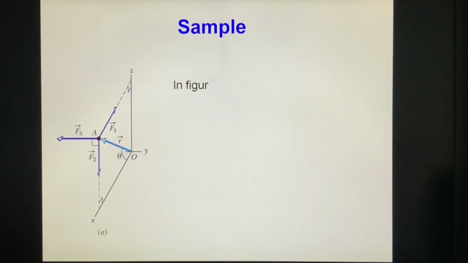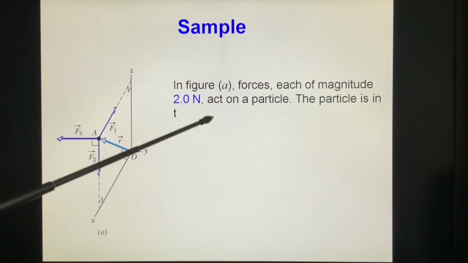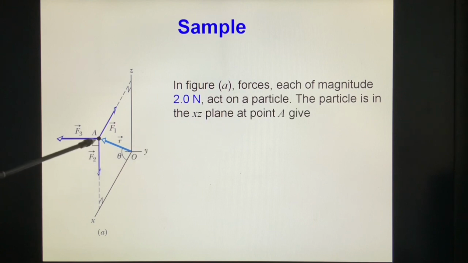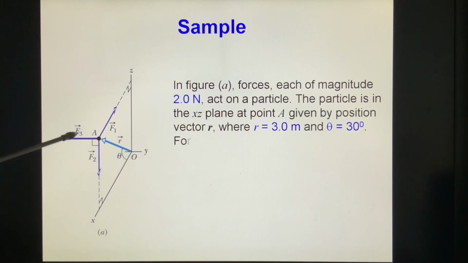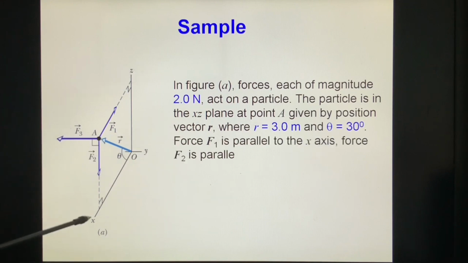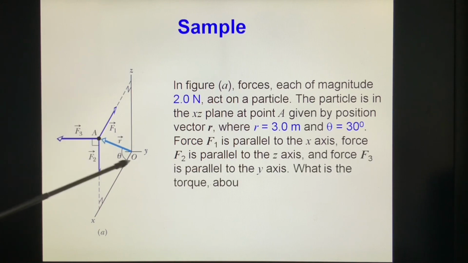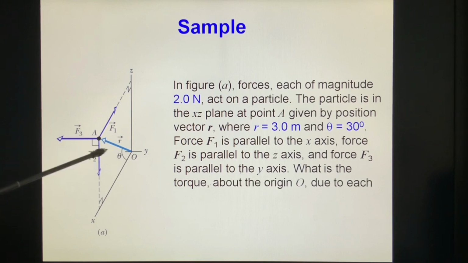Sample. In figure A, forces each of magnitude 2.0 newtons act on a particle. This is a particle. You have three forces, F1, F2, F3. The particle is in the XZ plane at point A, given by position r, where r is 3.0 meters and theta is 30 degrees.